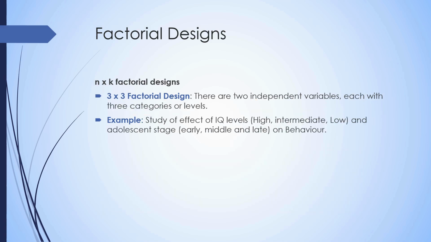Let's look at one more example of n into k factorial design. This is 3 into 3 factorial design. So here again there are two independent variables, and under each independent variable we have three levels or categories each. Example, if you want to study the effect of IQ levels, this would be our independent variable 1, and adolescent stage, this would be our independent variable 2. On behavior, this would be our dependent variable.